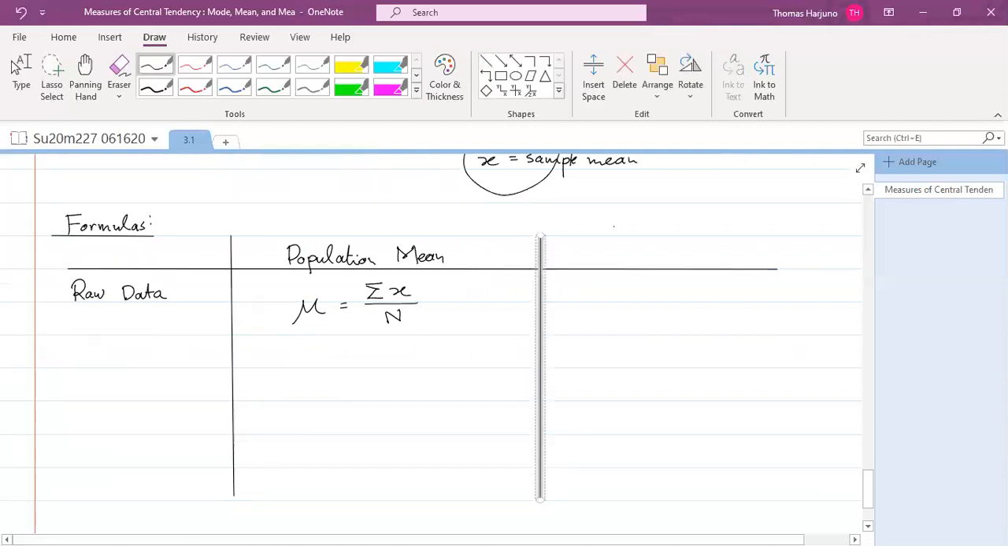What happens if we have a sample? The sample mean, the procedure to compute the population mean and the sample mean are exactly the same. It's just different in notation. For the sample mean, the notation will be X bar, but what we do is we still add all the data divided by the sample size.